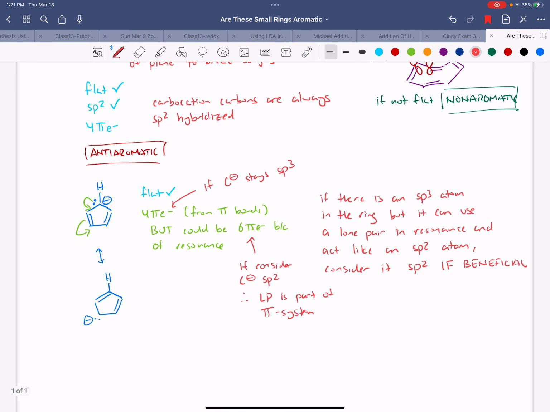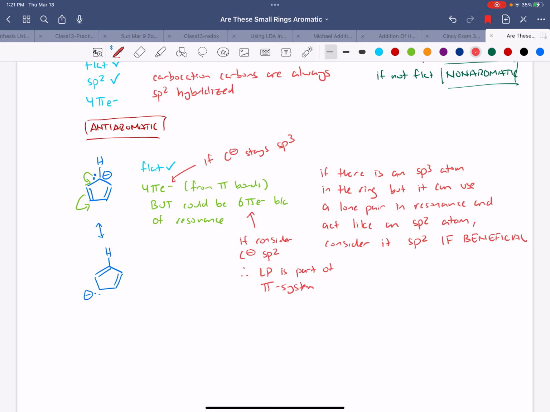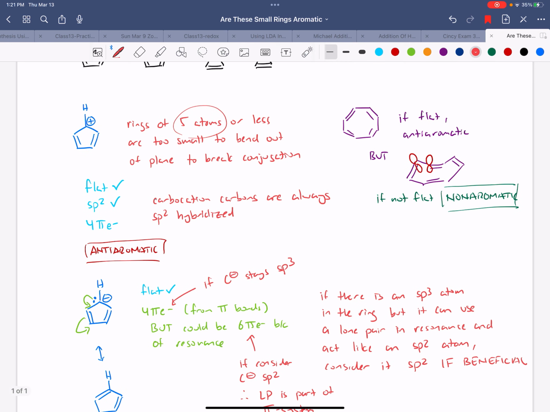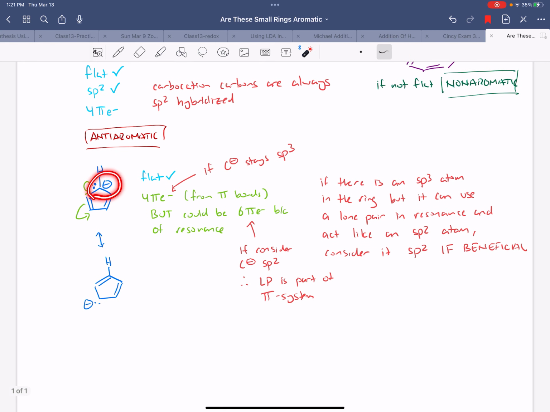We'll have many more times to practice this. This is our first instance where it seemingly the atom can choose whether it wants to be sp3 or sp2. By the way, that makes this rule super important because you want to simplify your task. If you see a carbocation, it's always sp2. There's no choosing. It's this type of situation where you do have to choose. And it is beneficial because this is aromatic. This is a Huckel number.